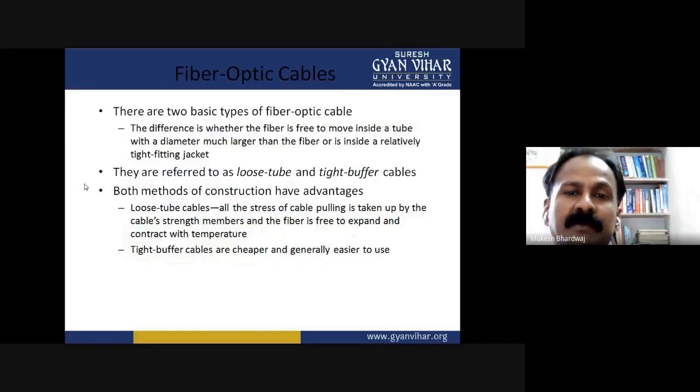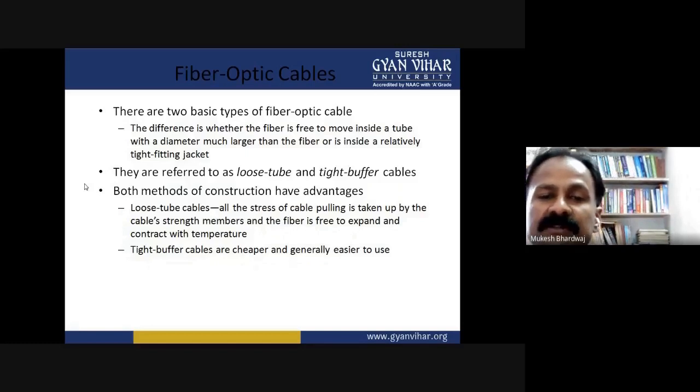There are two basic types of fiber optical cable. The difference is whether the fiber is free to move inside a tube with a diameter much larger than the fiber or is inside a relatively tight fitting jacket. They are referred to as loose tube and tight buffer cables. Both methods of construction have disadvantages or advantages. Loose tube cables, all the stress of cable pulling is taken up by the cable strength members and the fiber is free to expand and contract with temperature. Tight buffer cables are cheaper and generally easier to use.